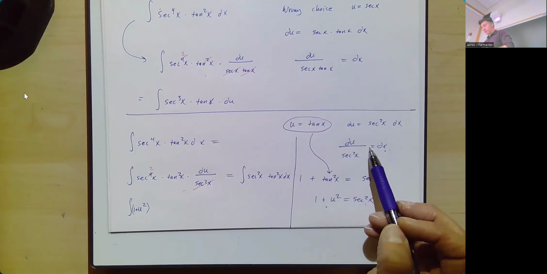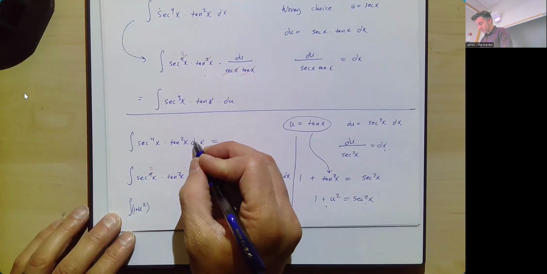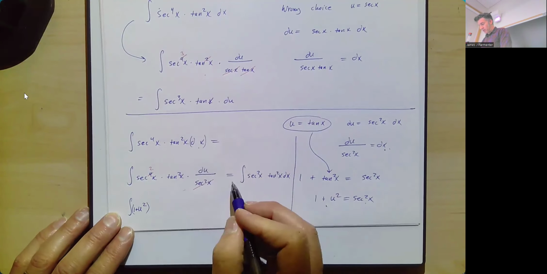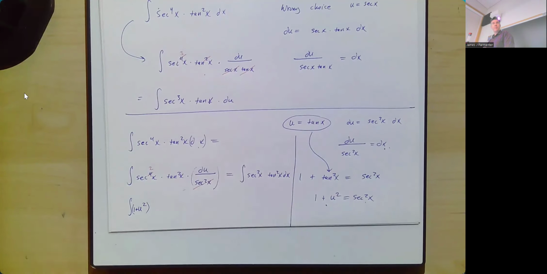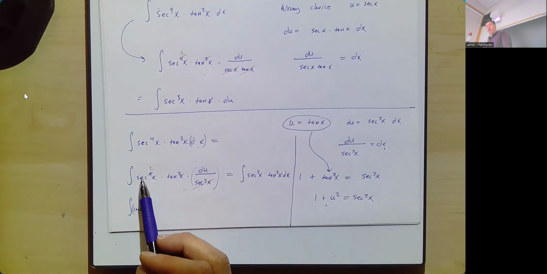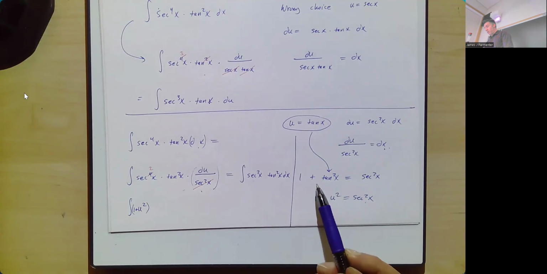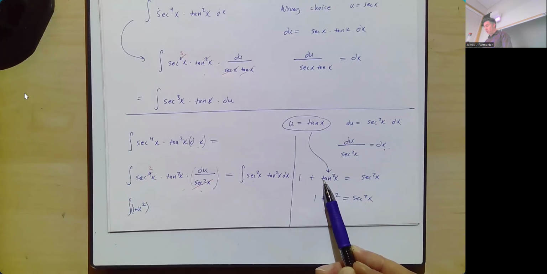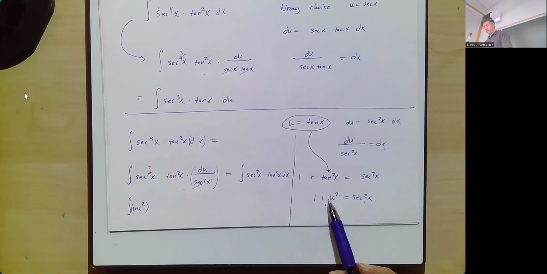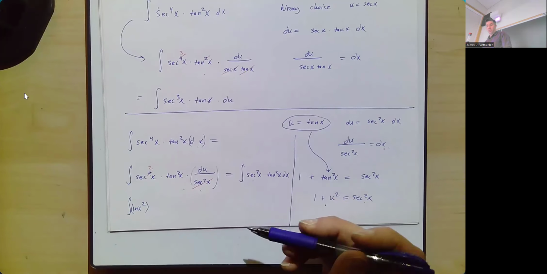So then I went back to my integral and replaced dx with du over secant squared. Then secant to the fourth divided by secant squared is secant squared. And now I'm replacing secant squared with 1 plus tangent squared. But that's really 1 plus u squared, because tangent is equal to u in this situation.